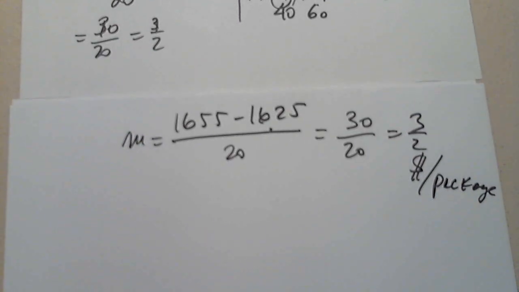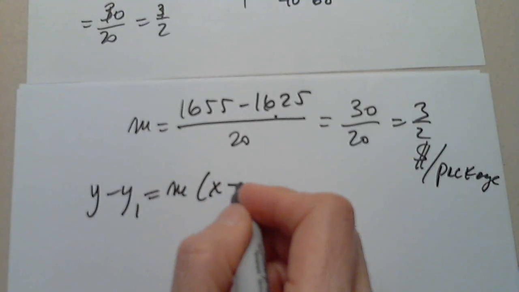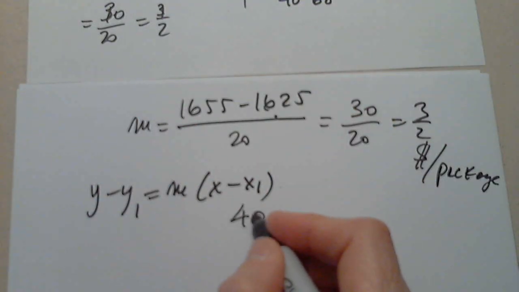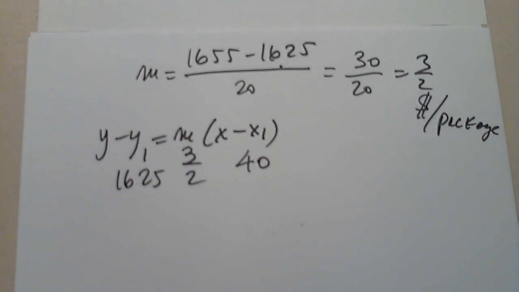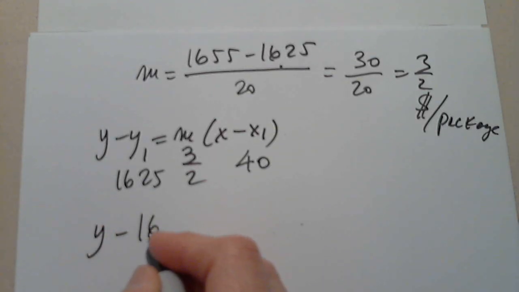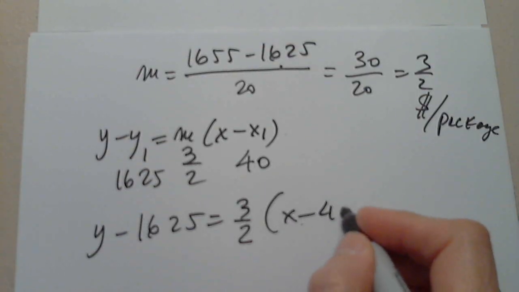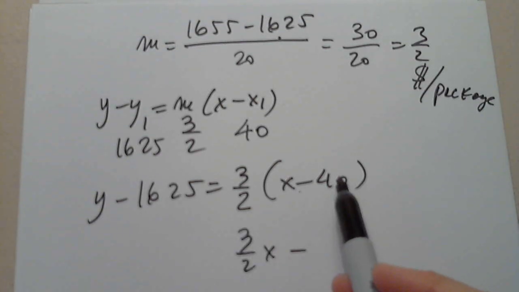Okay, now to find the equation, y minus y1 equals the slope times x minus x1. Choose any point you want. So I choose 40 and 1625, and the slope is 3/2. So y minus 1625 equals 3/2 times (x minus 40). Careful how you distribute.